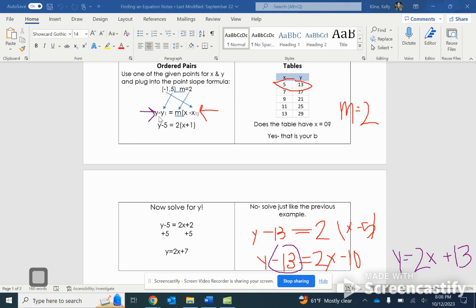Again, this point slope formula will be given to you so you don't have to memorize it. You just have to do the y stays the same. The y1 is the y of the point that you're using. Your m you had to find before, and then you have your x minus your x1.